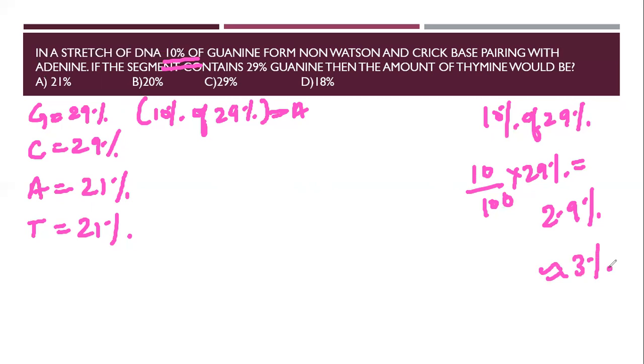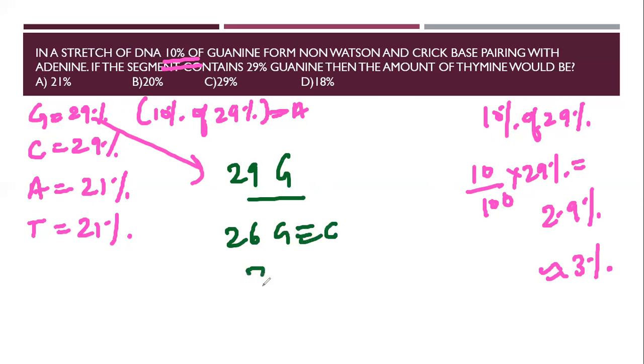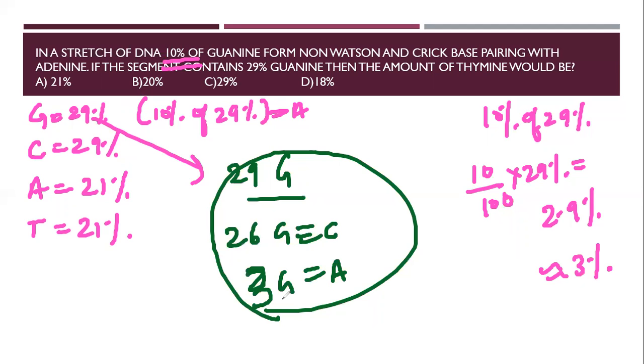So what does it mean? It means that if I had 29 guanine, out of which 26 will base pair with C and 3 will base pair with A. This is the meaning. Is this much clear?